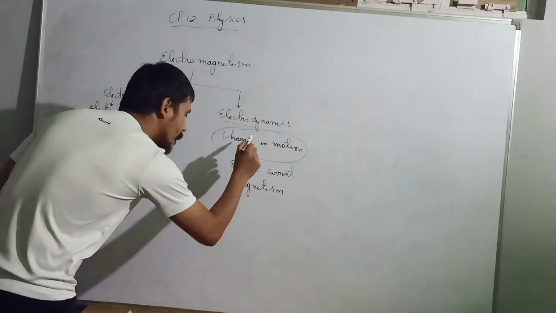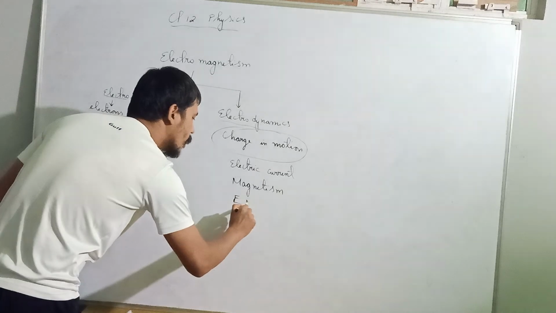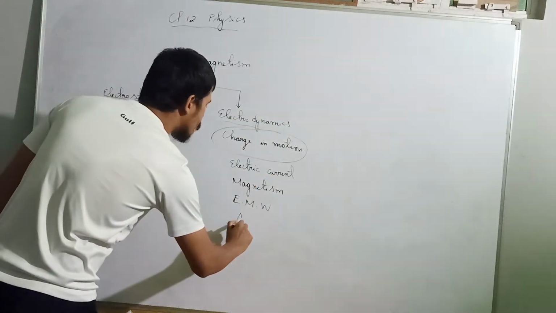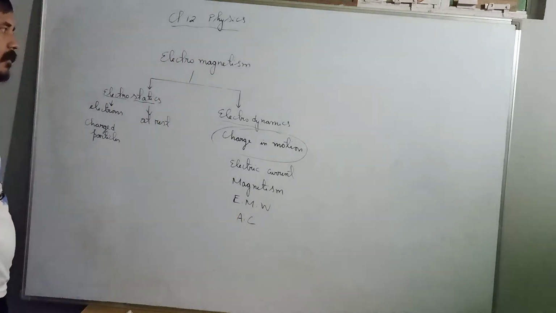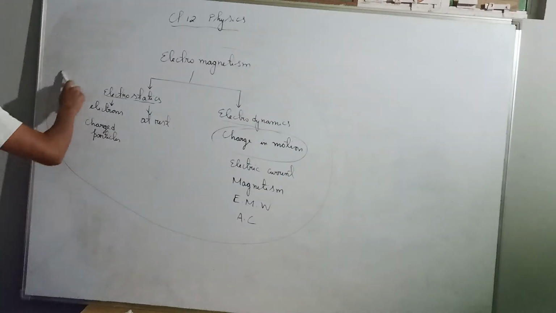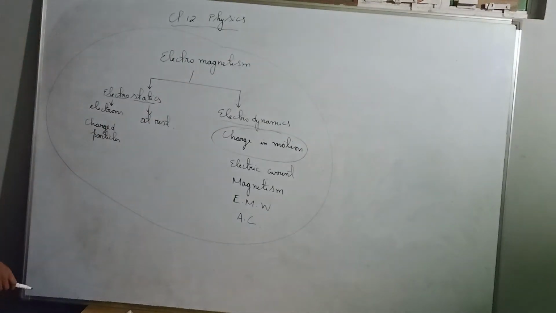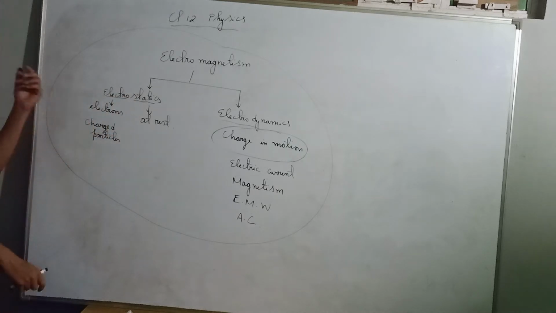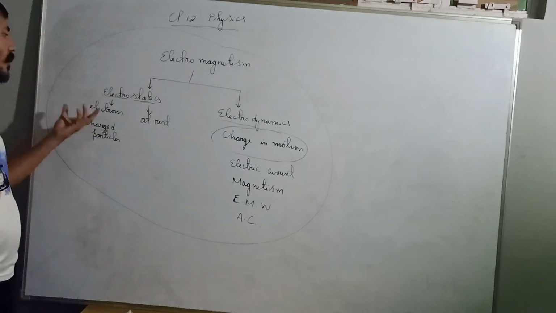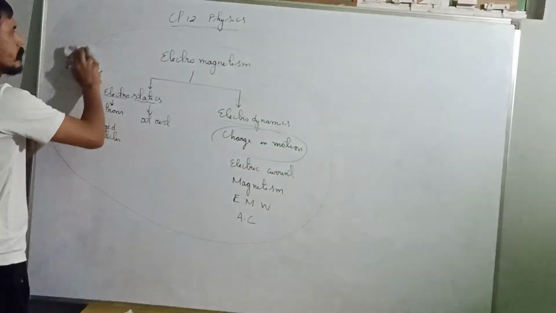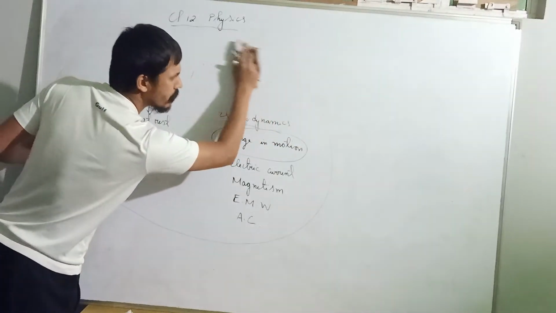Under this we'll study electromagnetic induction, electromagnetic waves, and then alternating current. So this will cover half of the syllabus of class 12 physics. So the first chapter in class 12 physics is electrostatics, where we are going to study charged particles at rest. So that's a small introduction on your syllabus.